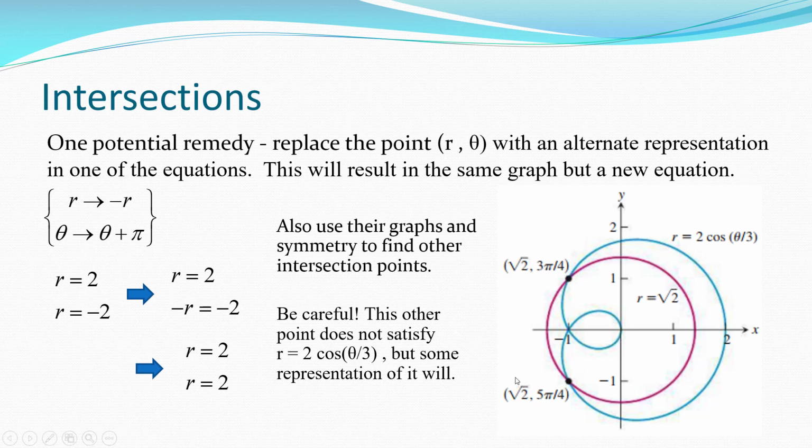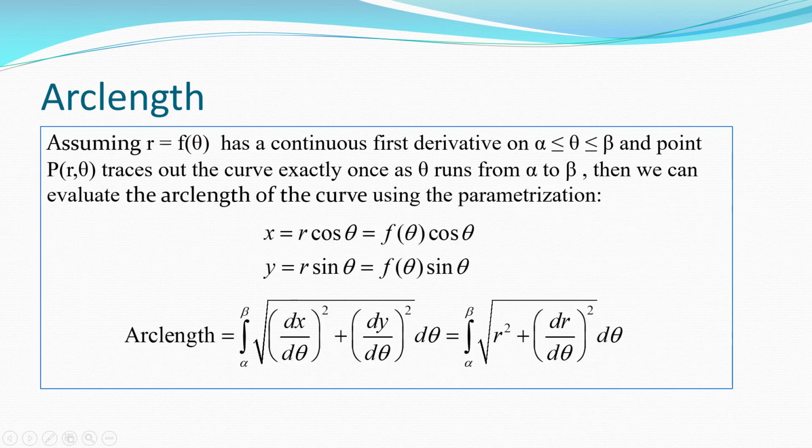That does not mean that this point, though, satisfies both equations. It doesn't. This point will not satisfy this first equation. But if you take this point and find an alternate representation of it, and there's an infinite number of them, one of them actually will satisfy that equation. I'll leave it to you to try to figure out which one. Let's move on to arc length.